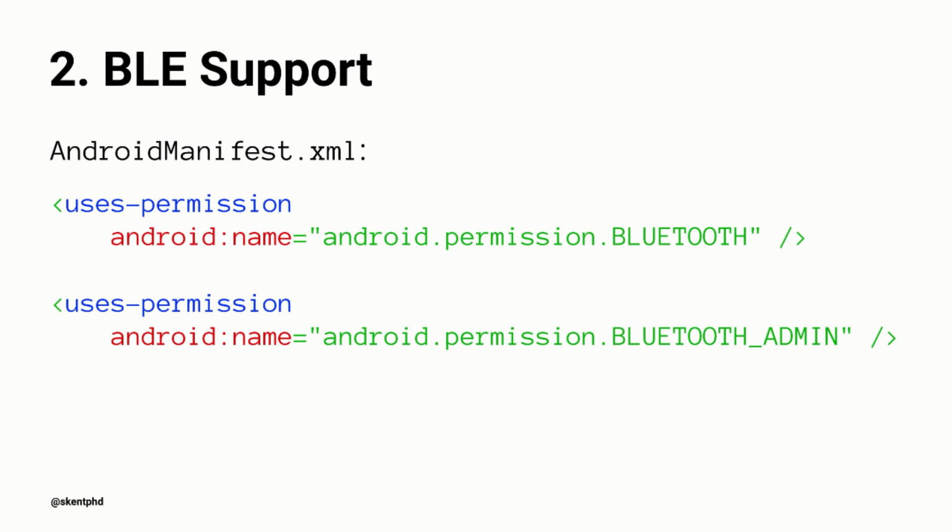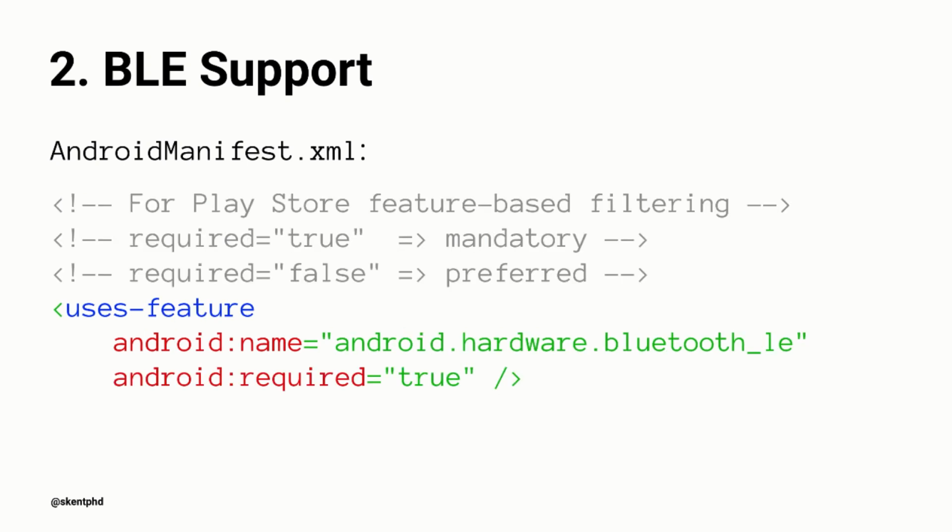And you also can't do any scanning without the Bluetooth admin permission. So unless you're going to magically find your own devices, you kind of need it anyway. So this is not a huge deal. If you want your app to only appear to Play Store users that have phones that support BLE, you can add this required feature flag in the manifest as well.